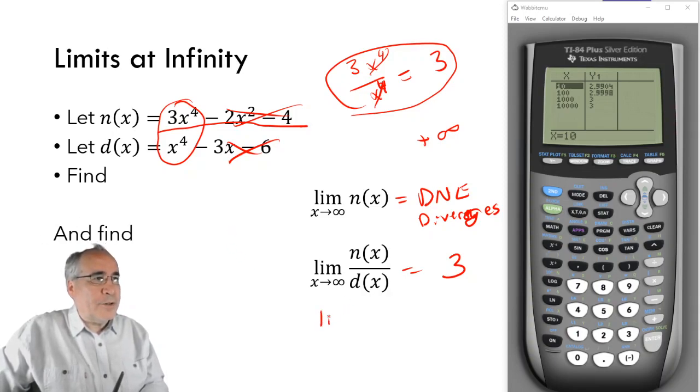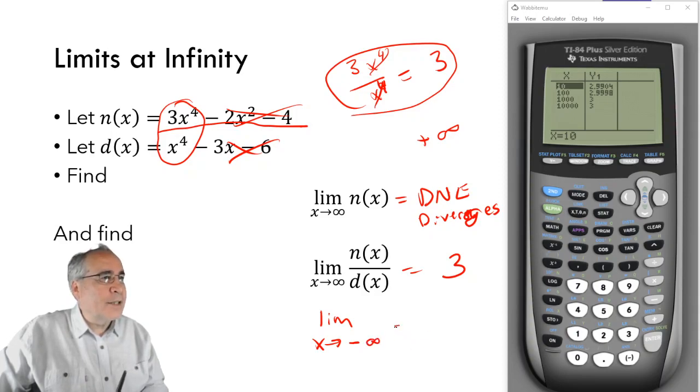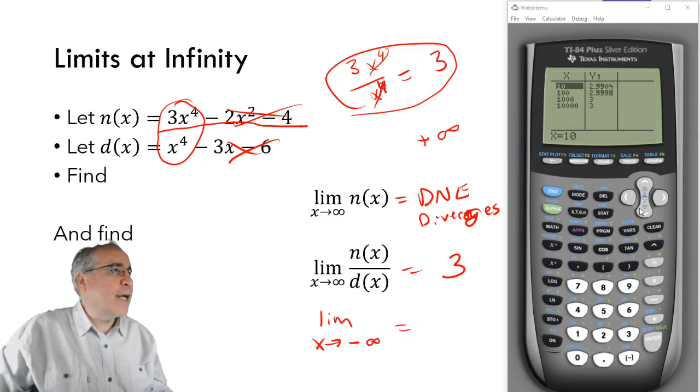So we might also look at the limit as x goes to negative infinity. And notice the negative is in front of the infinity. It's not on this back side here. We could still do that by putting in negative numbers. And so I'll just change this to negative 10. What's happening? Oh, it's still going to 3. Wow, that's interesting. Negative 100. Negative 1,000. As you get it big, it's still going to 3.